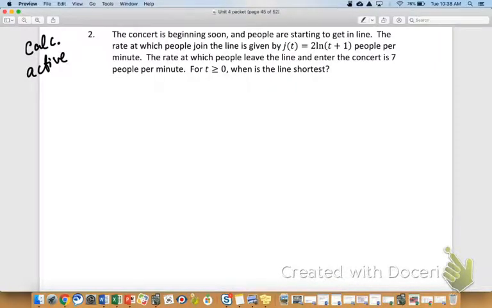But I'll let you run with this for a little bit. And this is not the thing that I'm curious about. Do you all recognize that this is just a different version of the water tank question? We're not talking about water in a tank. We're talking about people in a line. But this is the water tank question.